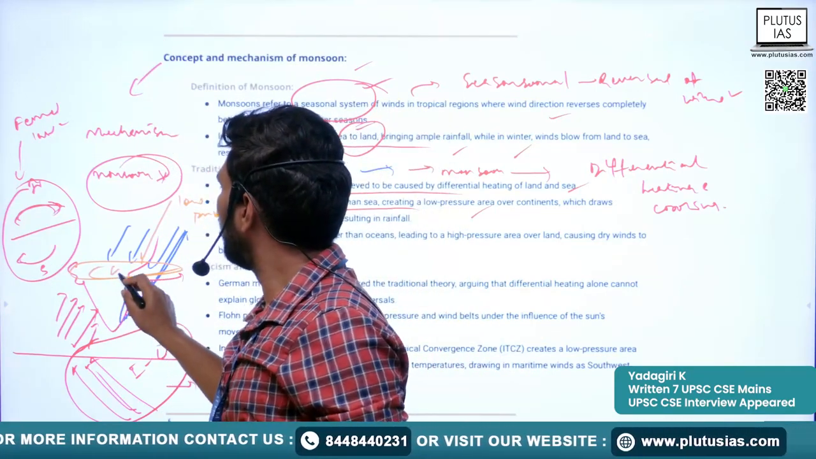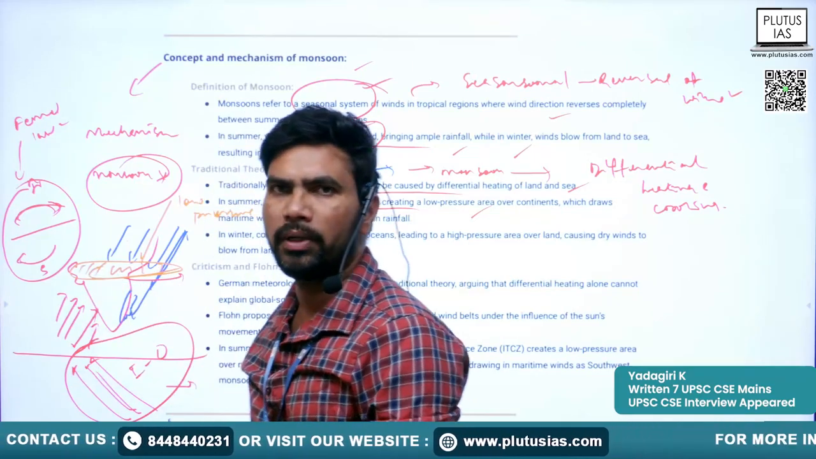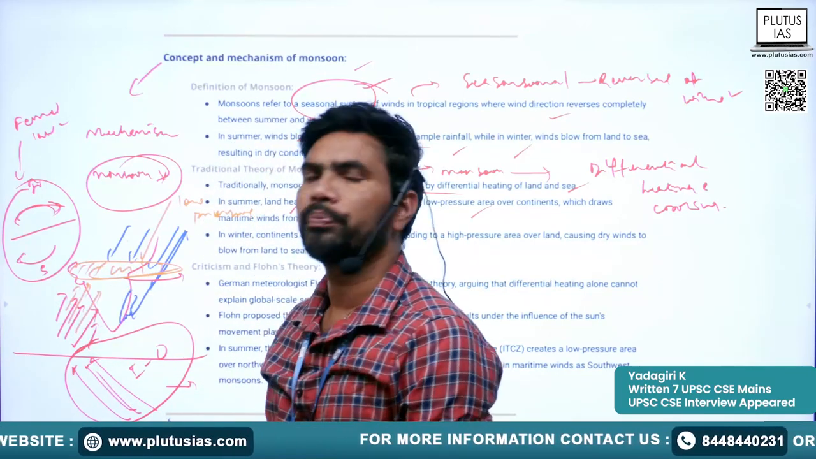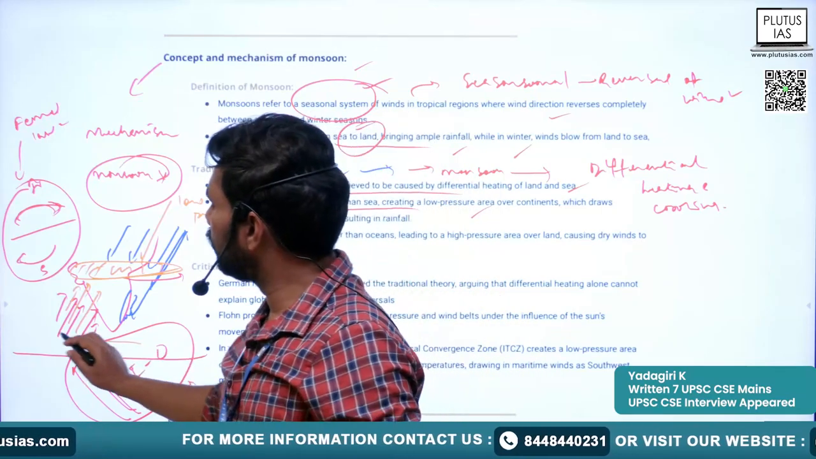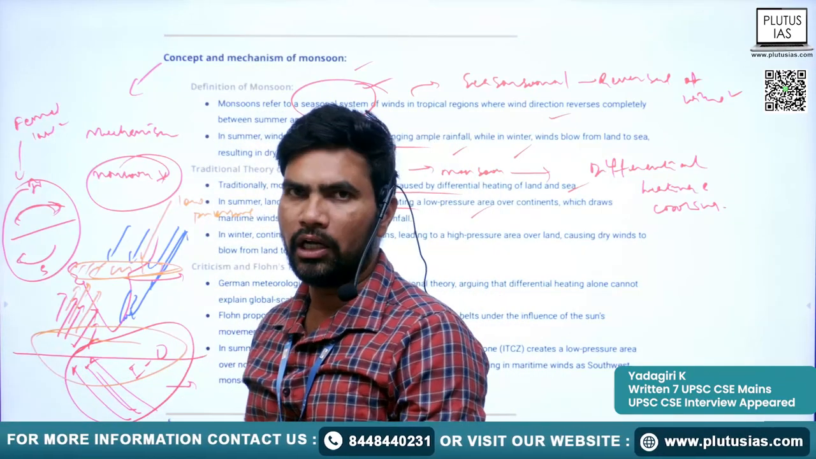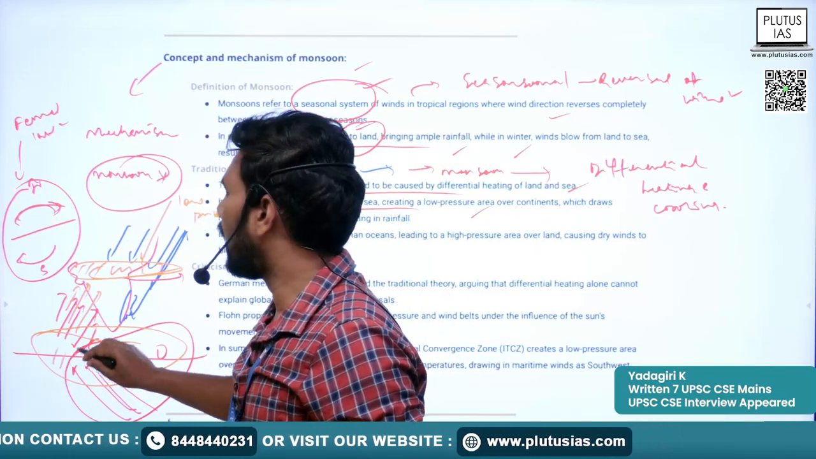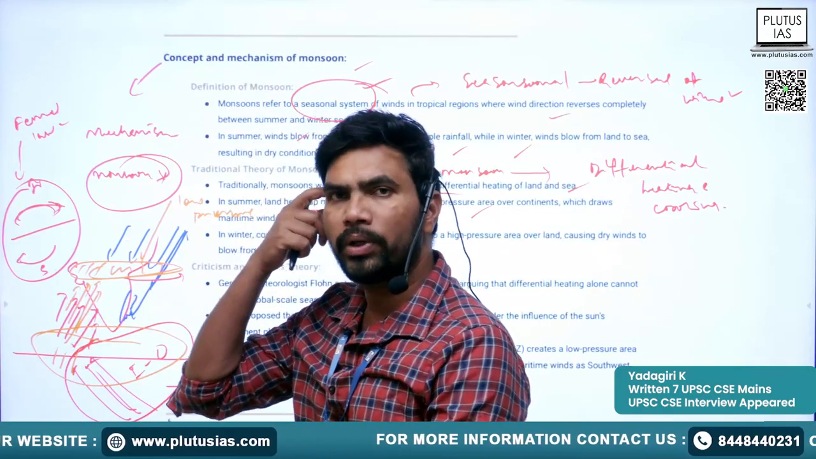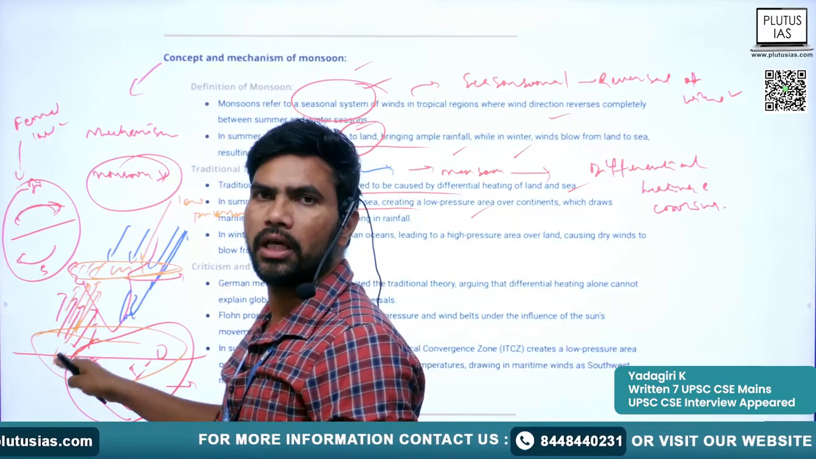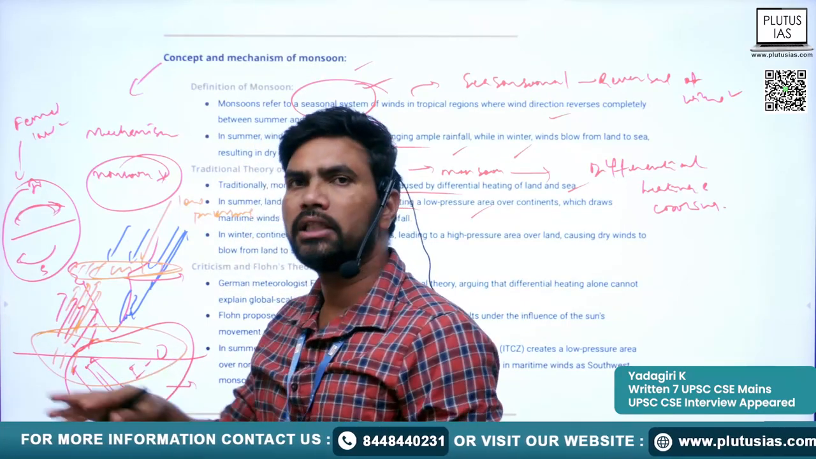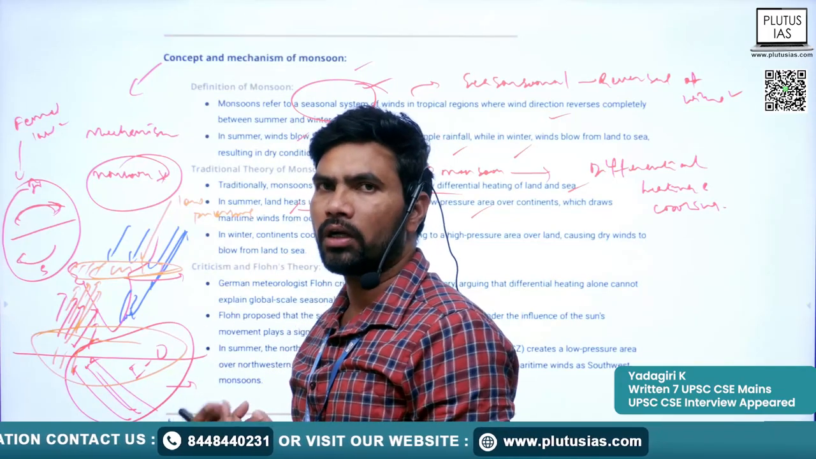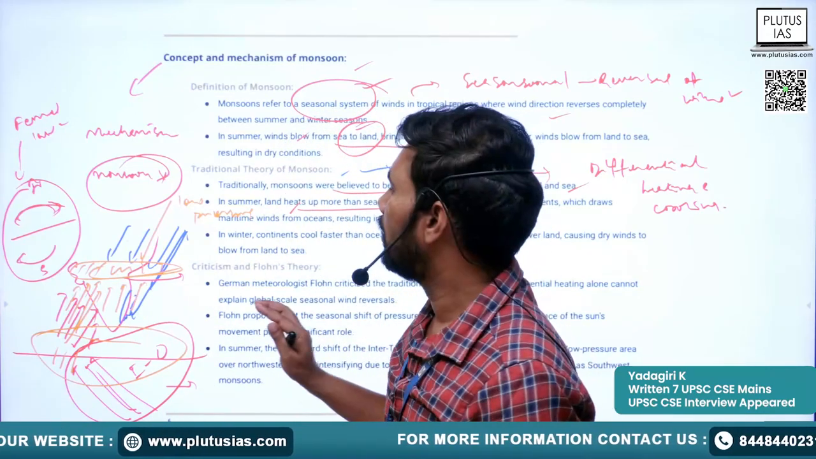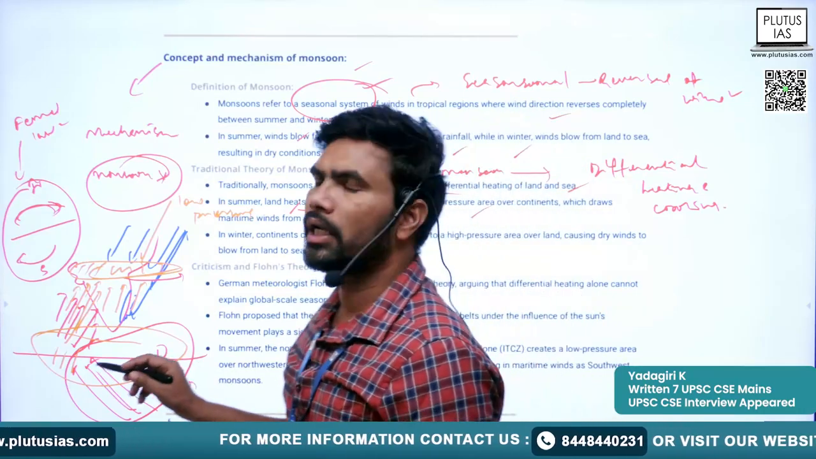So because of this reason, a low pressure belt will be created here. This low pressure area attracts the winds from the ocean region. This ocean region, the water region, heats up gradually. So because of this reason, high pressure conditions are still prevalent here. So these high pressure winds flow towards the low pressure area. Because they are flowing from the surface of the ocean, as they flow, they accumulate water vapor. So once they enter the land area, they release that water vapor in the form of monsoon rains. So this is the theory behind the monsoons.